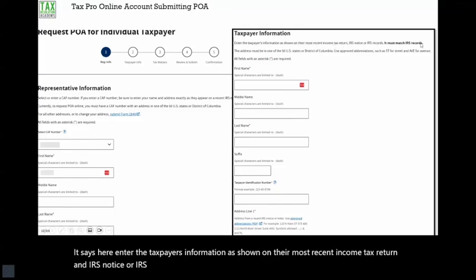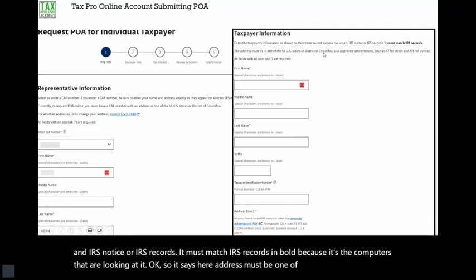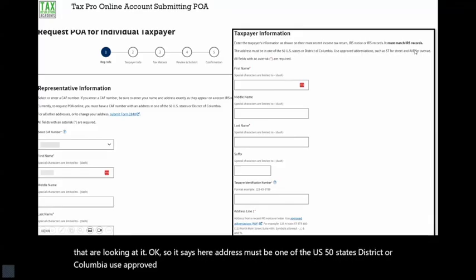It must match IRS records in bold because it's the computers that are looking at it. Okay, so it says here, address must be one of the U.S. 50 states, district, or Columbia. Use approved abbreviations such as ST for street or AVE for avenue.